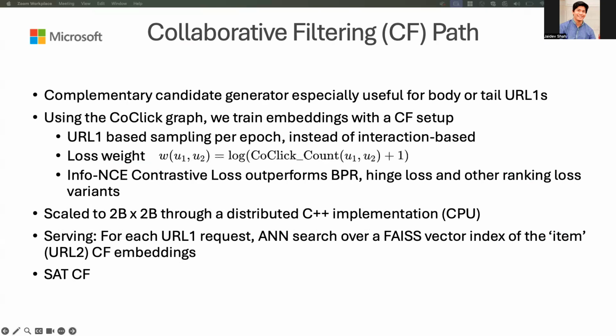There's a loss weight that's a function of the co-click count. We log discount it so that it's not overly helping head URL ones that have the most impressions. And since we only need to do one gradient update on the embeddings, we scale to a 2 billion index using a distributed C++ implementation where we train only on CPUs. At serving time, for each URL1 request, we do an ANN search on a FAISS vector index that we build of the item, aka the URL2 CF embeddings.